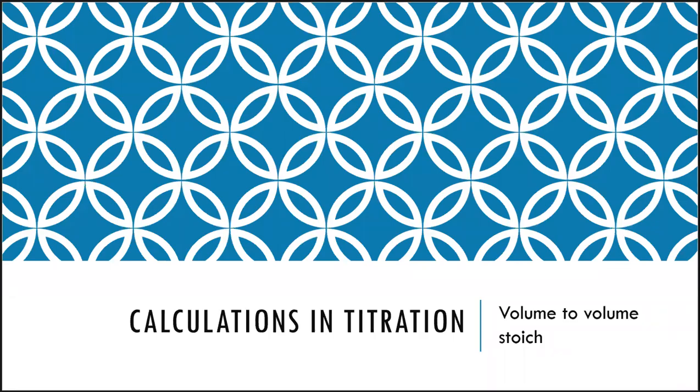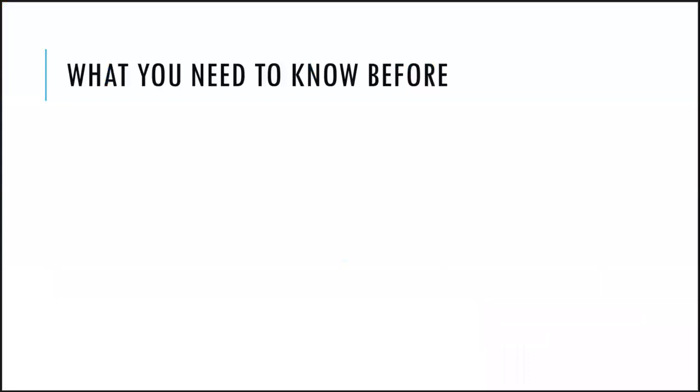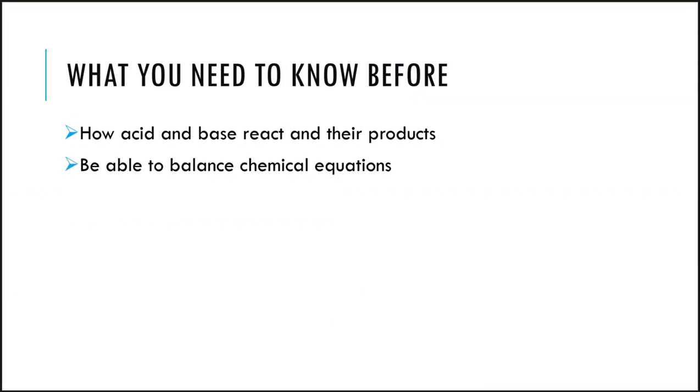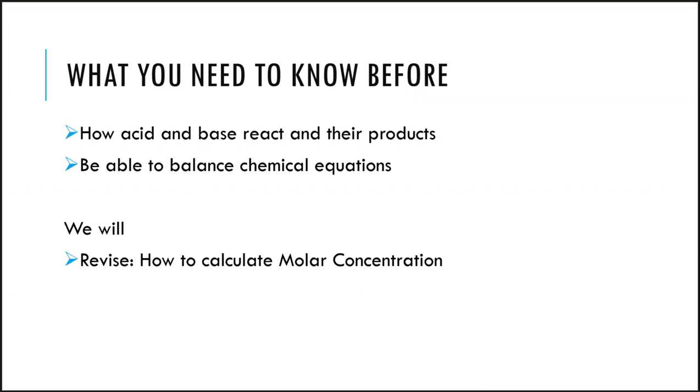BC Chemistry, Unit 4, Calculations in Titration, Volume to Volume Stoich. Now, in this session, before we start, you absolutely need to know how acids and bases react and be able to predict their products, and be able to balance a chemical equation. We will revise how to calculate molar concentration and how to do stoichiometry, as some of you have learned these two skills from year 11 or earlier in the study design.